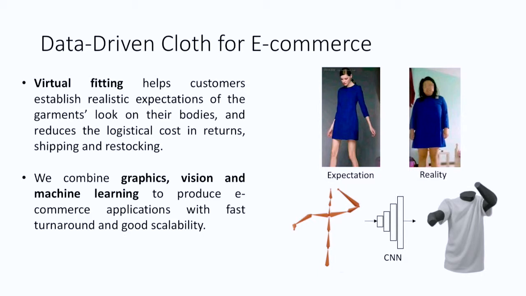So our lab is traditionally famous for computer graphics and making special effects for movies. We are now working on combining graphics, vision, and machine learning techniques to produce e-commerce applications with faster turnaround and good scalability. So here are some initial results. Given some pose parameters, we are able to use a convolutional neural network to produce the garment geometry with a decent amount of detail.